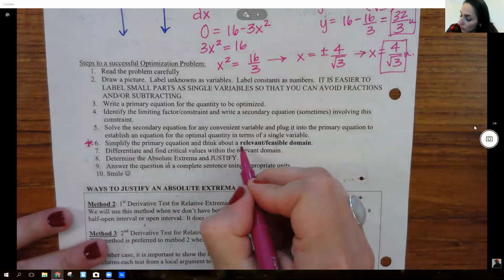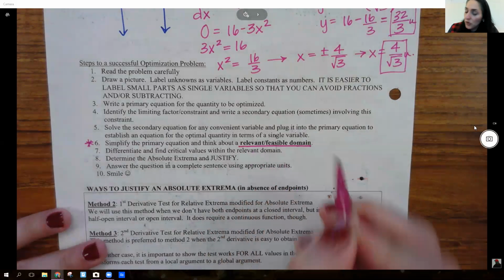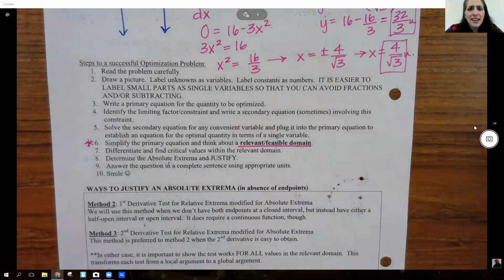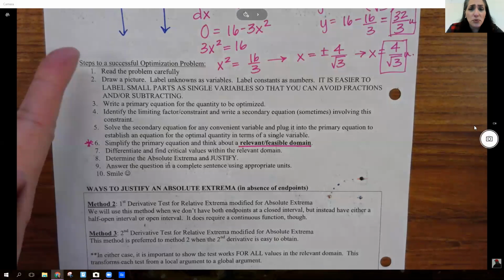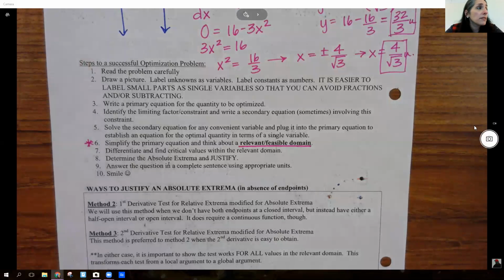The big thing though, this is number 6 right here, is to make sure that your answer is within a reasonable domain. Because almost all these problems, except for the one we just did, involve building or making something that would exist in the real world. You don't want negative dimensions and things like that, so we have to throw out answers that wouldn't make sense.